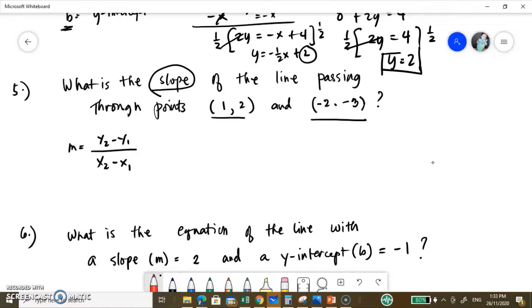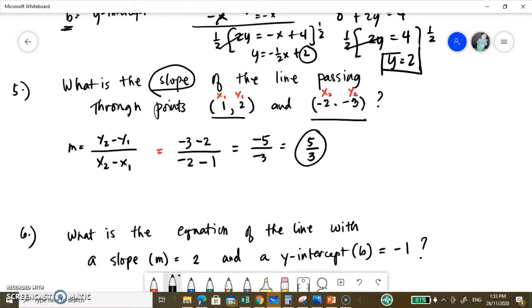We can label, okay, our x sub 1, y sub 1, our x sub 2, and y sub 2 para hindi kayo mahirapang mag-substitute. So, you would have y sub 2 is negative 3 minus your y sub 1 is negative 2. X sub 2 is negative 2 minus your x sub 1, which is 1. So that would be negative 5 over negative 3. Therefore, your slope is 5/3.